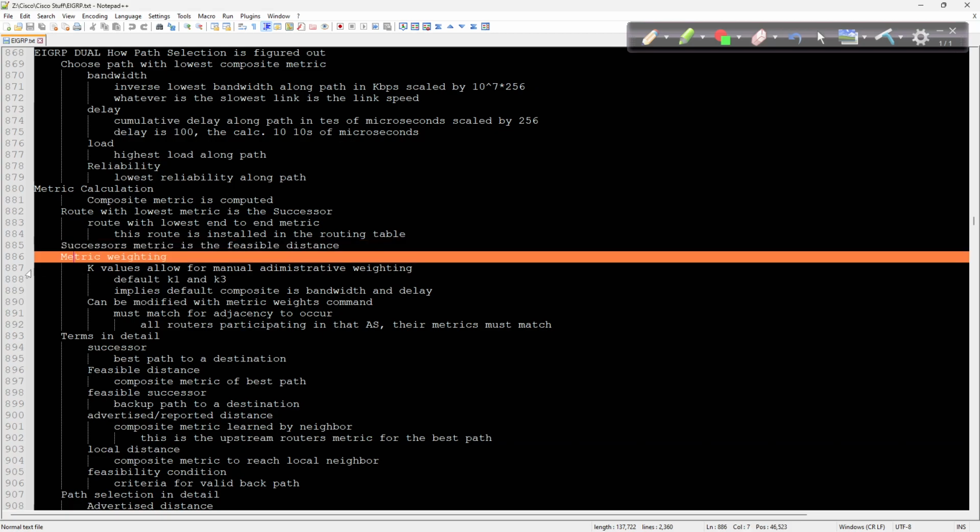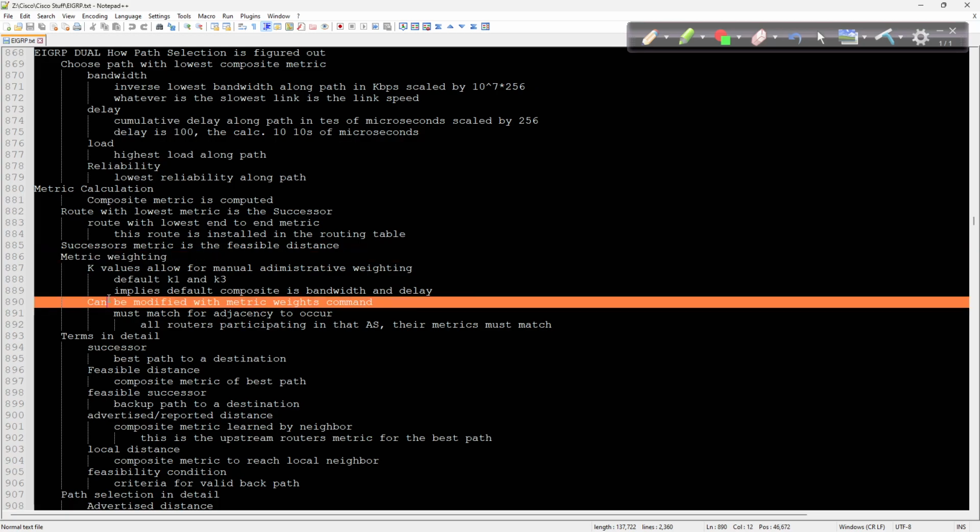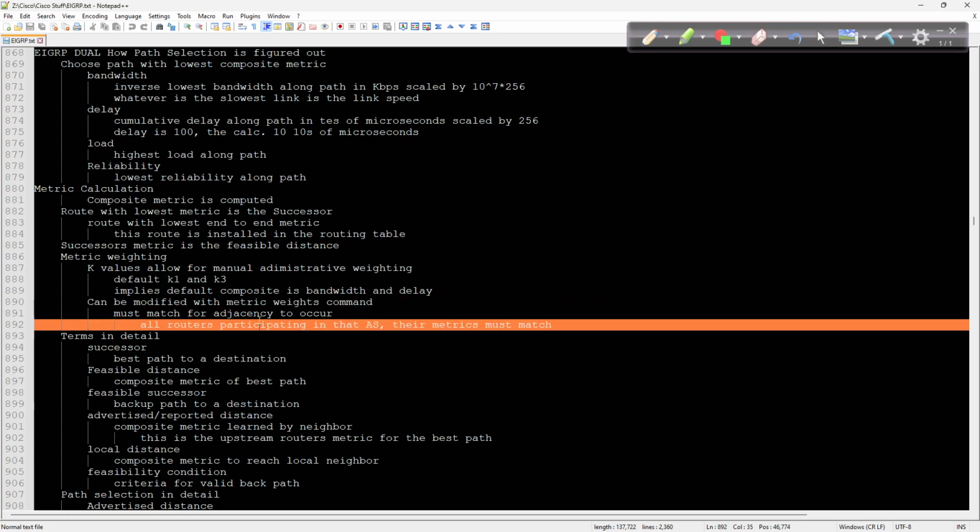Metric weighting. K values allow for manual administrative weighting. The defaults are K1 and K3, which implies the default composite is bandwidth and delay. You can modify the metric weights by adjusting them if you'd like to do so, but they must match for adjacency to occur. All routers participating in that AS must have matching K values.